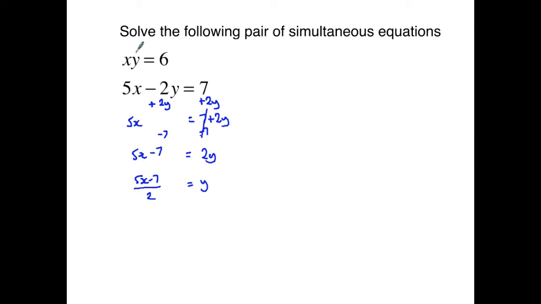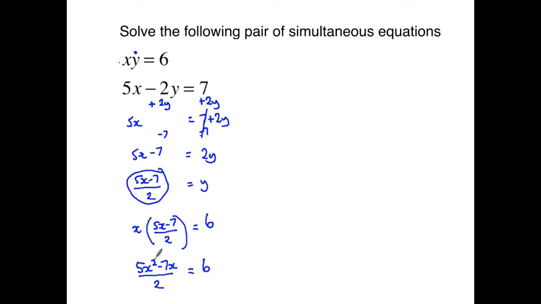Now, since I know that y is now equal to this, I'm just going to put this lot in its place here. So I've got x from here. And then instead of y, I've got this lot that I now know it to be, which is 5x minus 7 over 2. And that equals 6. So if I expand that all out, we get 5x squared minus 7x over 2 equals 6. I need to get rid of the fraction, so we'll multiply that away. So we get, in the next line up here, 5x squared minus 7x equals 12.